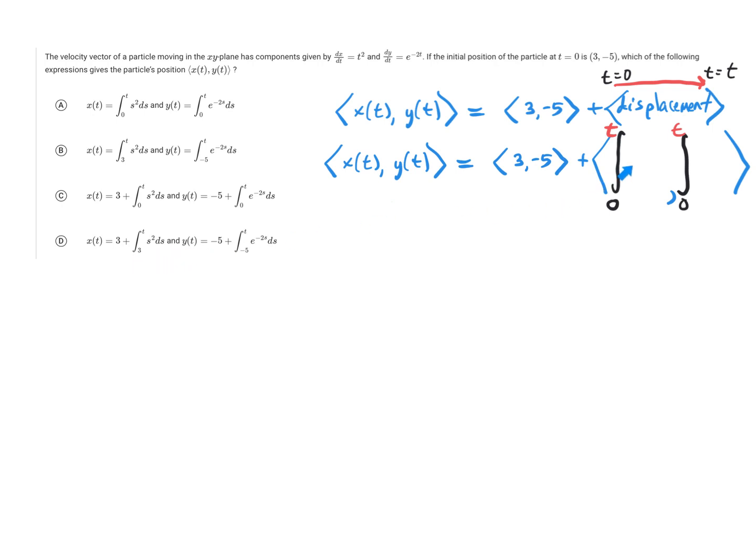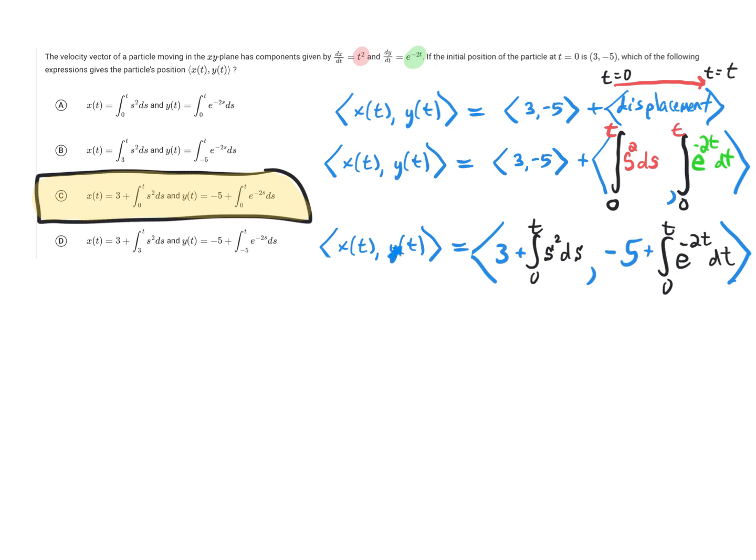So the displacement is going to use the horizontal rate of change, which is t squared, and the vertical rate of change, which is e to the negative 2t. But we will use s instead of t. So these definite integrals will be exactly what they would have been with any letter in here. And our upper limit is t because we're going from t equals 0 to t equals t. All right. When we add these to this original position vector, we'll have our answer. There it is, answer choice C.